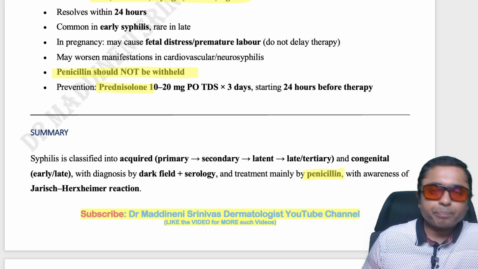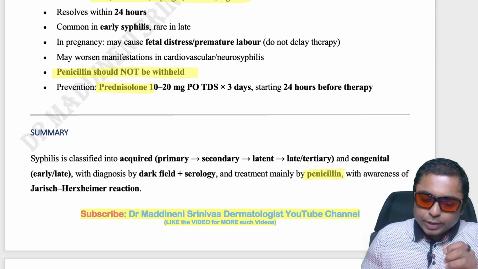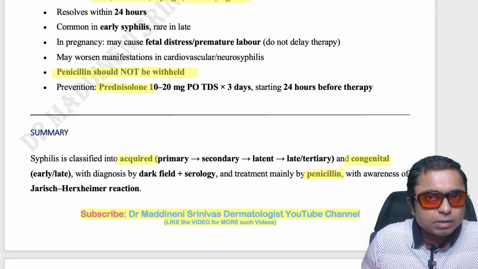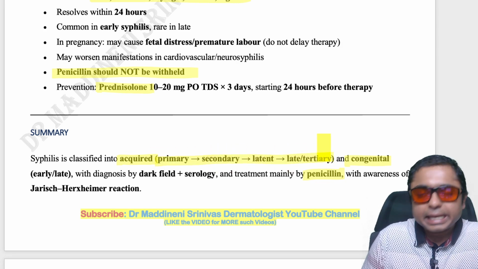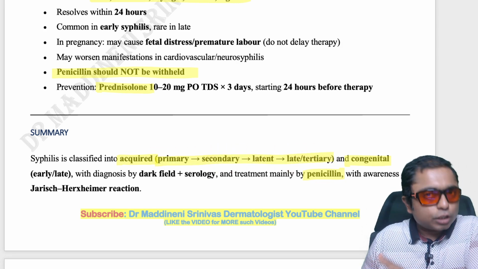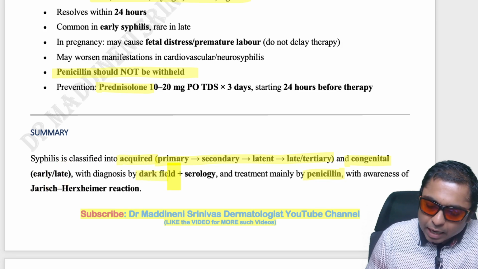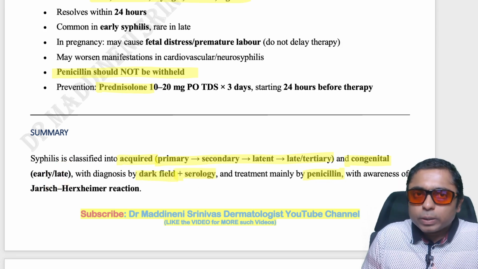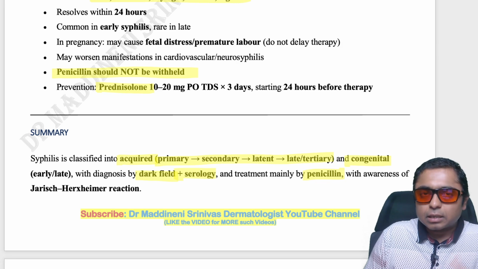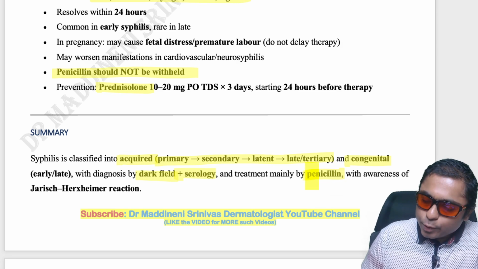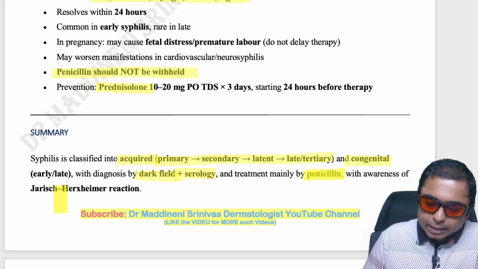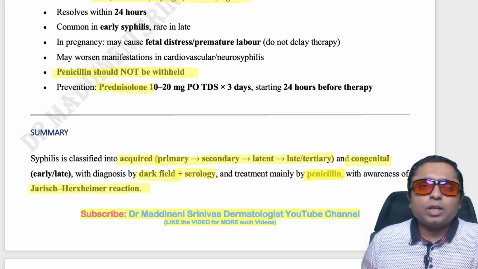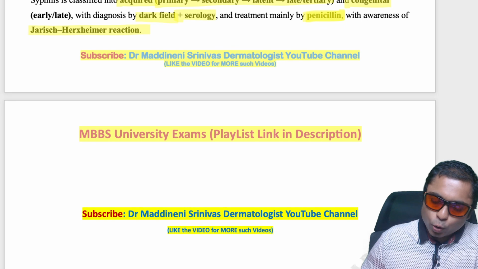Okay. So to summarize, we have this Treponema pallidum which is going to produce acquired syphilis or congenital syphilis. Acquired, we have primary, secondary, late and tertiary syphilis, right? And dark field microscopy and VDRL, RPR, these are the investigations you know. TPHA is a serological treponemal test, and you remember the treatment is with penicillin, and the patients can have anaphylaxis or there could be Jarisch-Herxheimer reaction. So this is all about syphilis. I hope you have understood.